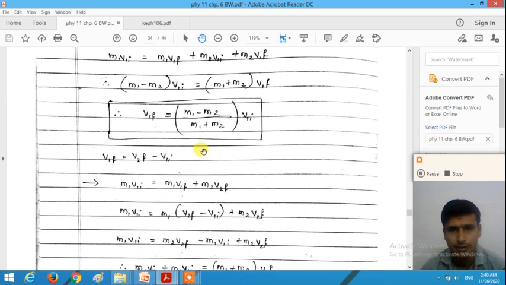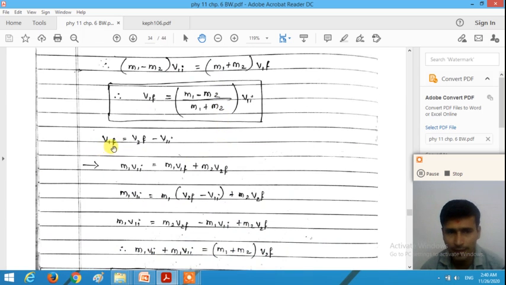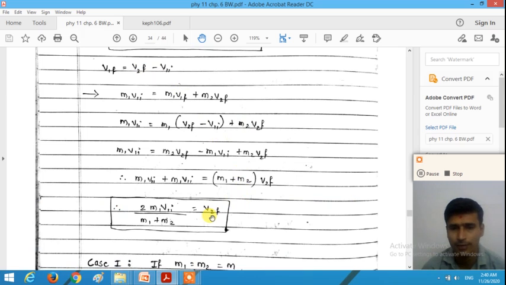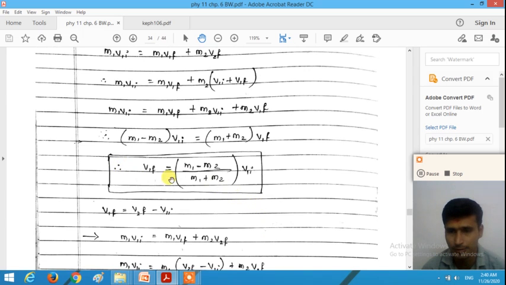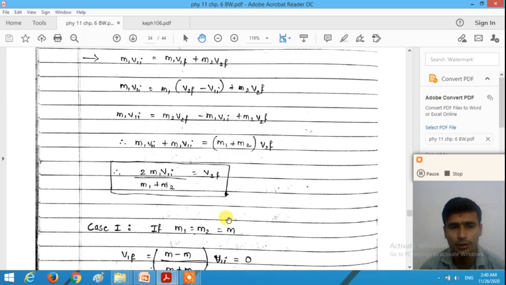Now from this, v1f is equal to v2f minus v1i, right? So m1 v1i is equal to m1 v1f plus m2 v2f, that is the first equation. And in this equation, put v1f is equal to v2f minus v1i, and we get the velocity of the second object. The final velocity of the second object v2f is equal to 2 m1 v1i divided by m1 plus m2. Now we get here the final velocity of the first object and the final velocity of the second object after the collision. Now consider the special case when both the objects have the same mass.